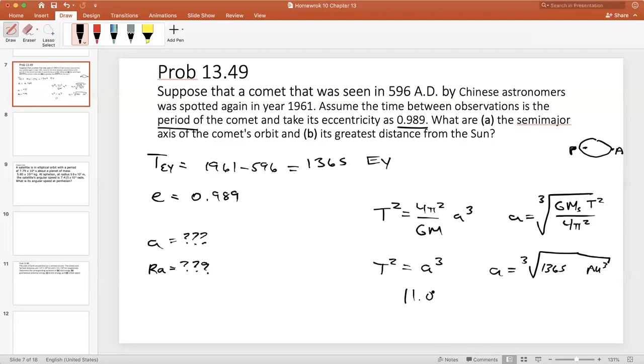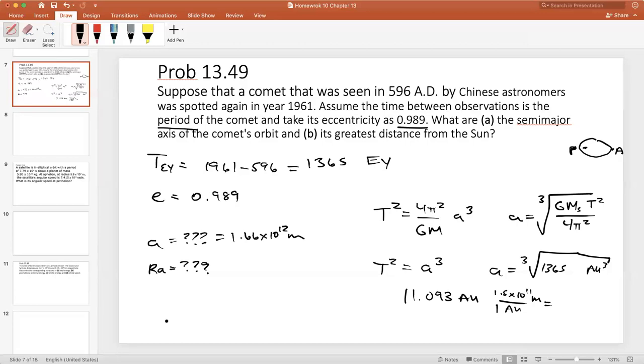So 11.093 AU. If I want to convert back to meters, which is what Wiley Plus actually asked me for, I can just do my unit analysis, 1.5 times 10 to the 11th meters per AU, and that is pretty simple to see. What I get is 1.66 times 10 to the 12th meters is my A. Not too bad.